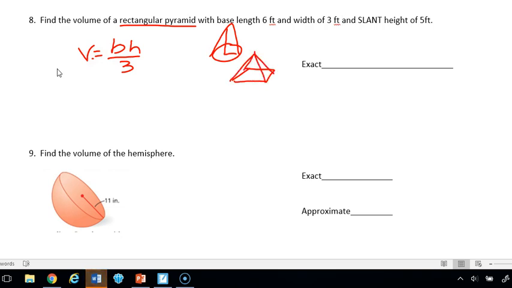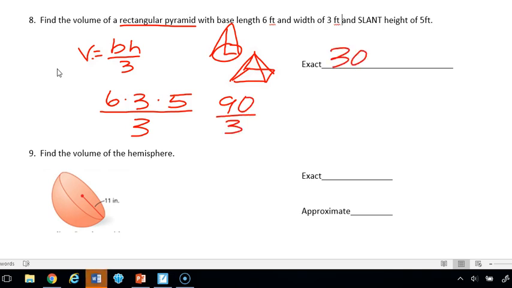And I discovered this when I was trying to do the answer to this, and I realized that there were 2 different dimensions in the base. So on this one, I'm going to actually do 6 times 3, that's my base, times my height, that's 5, and then I'm going to divide it by 3. When I do that, I get 90 divided by 3. So that would be 30. And again, we got feet here, so it's going to be feet cubed.